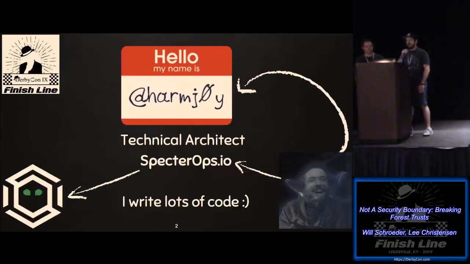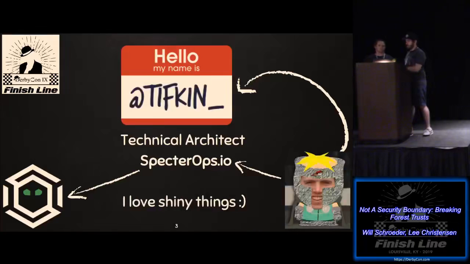So my name is Will Schroeder. My handle on Twitter and GitHub is harmj0y. I am a technical architect at SpecterOps. I've written a lot of code over the years, helped out Veil Framework, Empire, PowerSploit, BloodHound, a whole bunch of fun stuff. And the one project that I've written that will be used in these demos is Rubeus, for a lot of C# Kerberos exploitation.